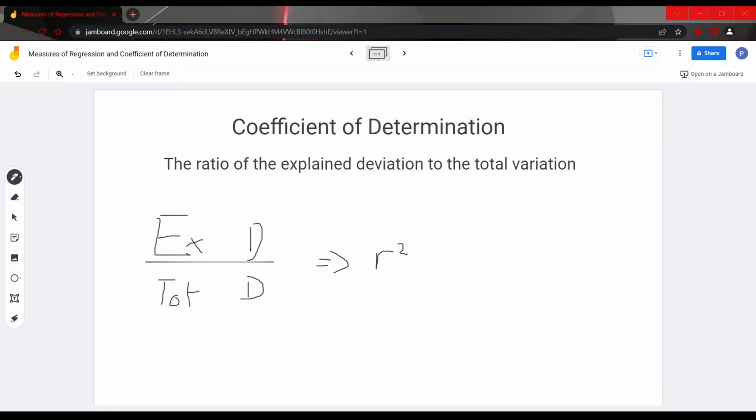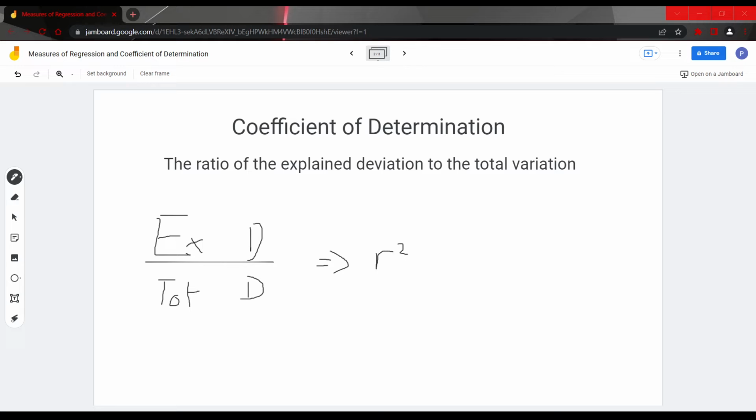Just as a reminder, r is our correlation coefficient. We all should know how to do that on Google Sheets by now. It's equals CORREL. All we really need to do is square that value to get my coefficient of determination.